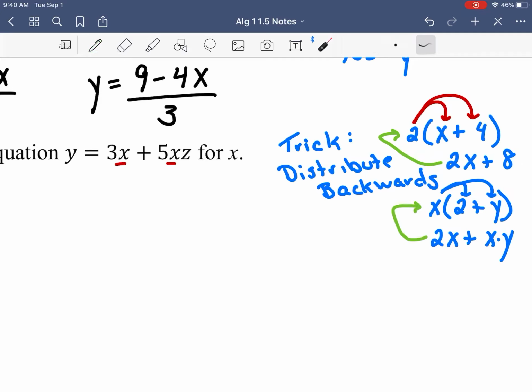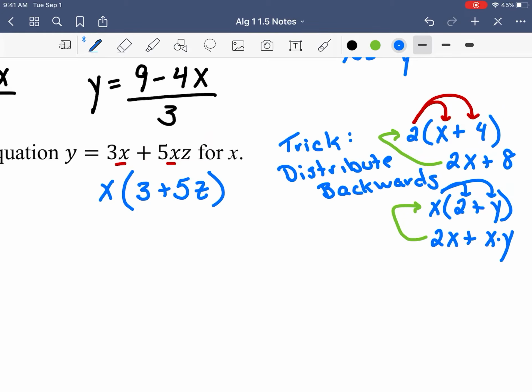Because if we notice here, these both have an x. So I'm going to write it as one single x, and then what did I distribute in? To get this term right here, I'd have to take x times 3, plus this x, when I distribute in, times what is going to get me this right here? Well, a 5 and a z.